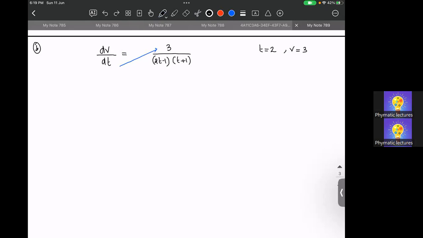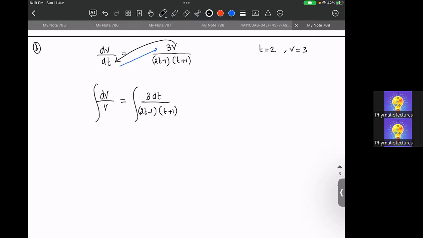Here 1v is also there. 3v upon (2t minus 1) by (t plus 1). So what we should do, you bring this dt at the same time, you bring this v to this denominator side. dv over v is 3 dt over (2t minus 1) times (t plus 1). Now, if you want to find an expression for volume, we should integrate both sides.